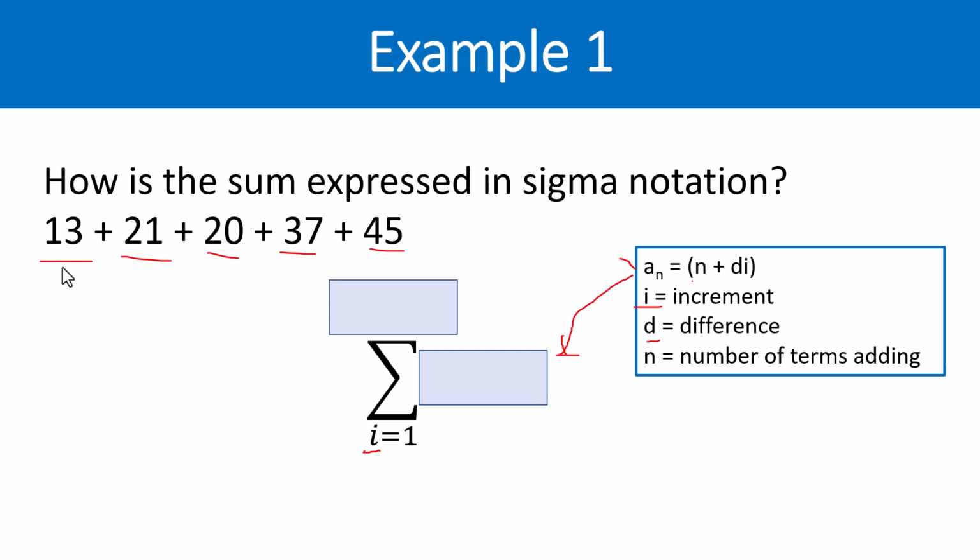So how many terms do we have? 1, 2, 3, 4, and 5. So we're going to start with one term, and we're going to go up to the 5th term. And then our rule is going to be written right here. N plus D times I. So we're going to take whatever numbers we start with, and we're going to add a number times whatever I is.